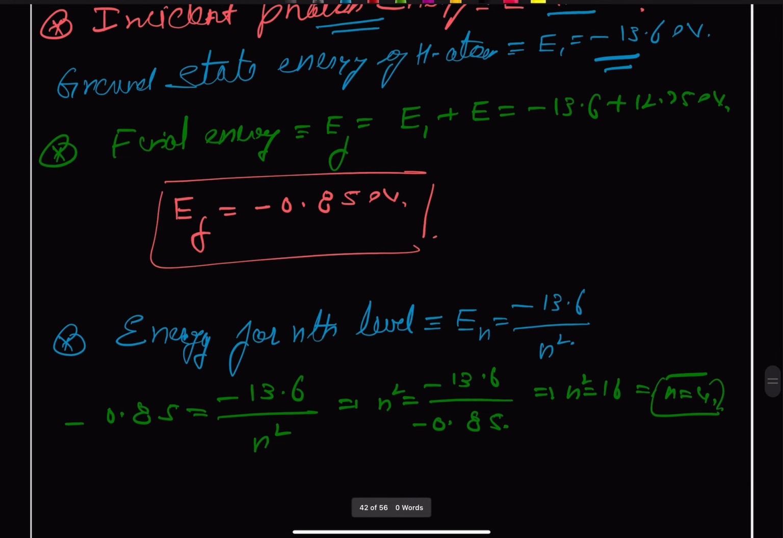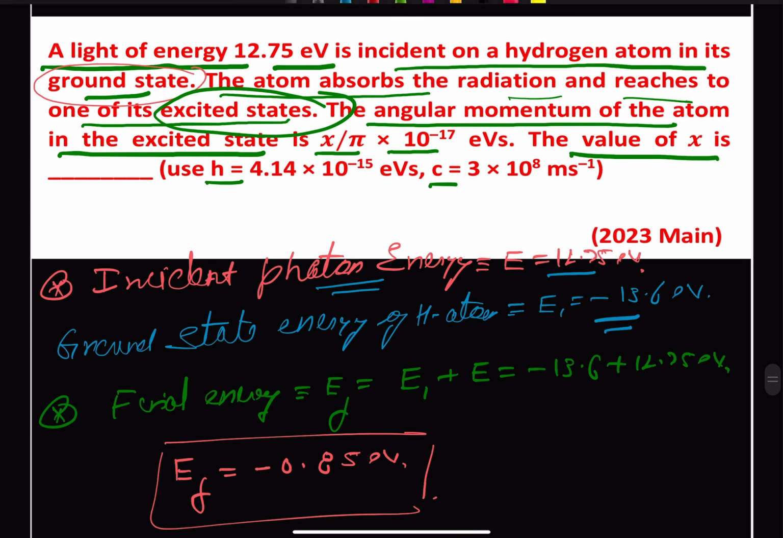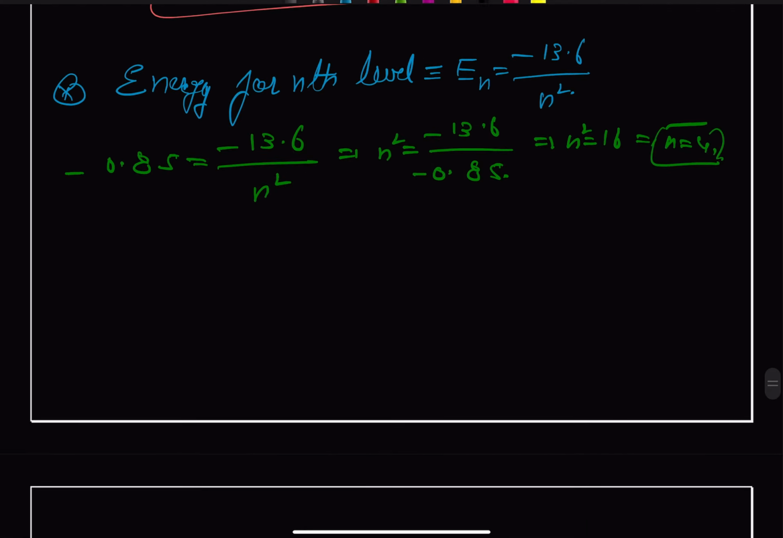And in the question it mentioned that the angular momentum at this state is x upon pi into 10 to the power minus 17. So now we can use the formula for the angular momentum.